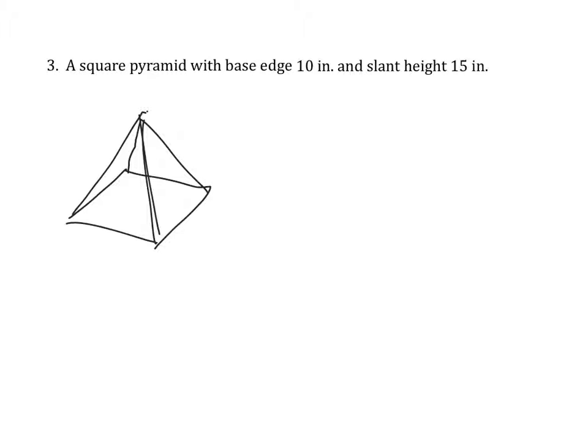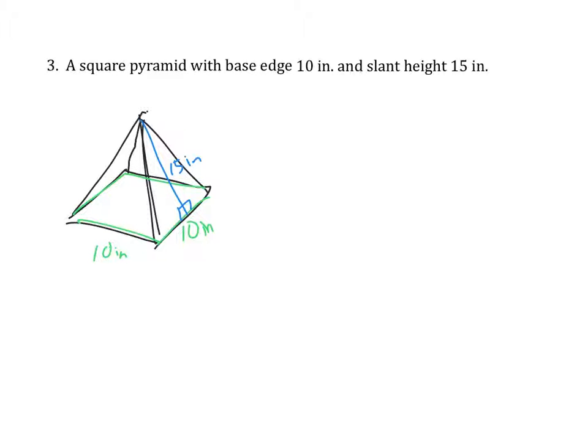So base edge is going to be 10. So I've got 10 inches there, here, and technically all of these sides. That is a square. And then slant height is 15. So that's going to be straight down, perpendicular to the base edge, on the side. I usually find it easiest to draw on this side. And that's my 15 inches.